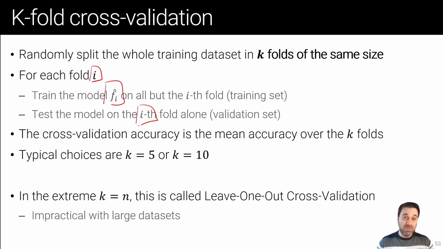And you can think about the extreme case in which we do this precisely n times. So k equal n, equal the number of observations in the whole training data. And this is what we call leave one out cross-validation. So at any given time, we take away one observation, fit the model on all the other n-1 remaining observations, and validate the model on this one observation alone. We do that for all observations, and there we have the leave one out cross-validation accuracy. As you can imagine, this is very impractical with large data sets, so normally what we do is a k-fold cross-validation process. Let's see an example.